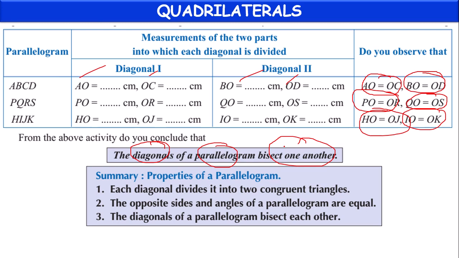The first diagonal will be divided into 2 equal parts. The second diagonal also will be divided into 2 equal parts. So this is called bisect. The 2 diagonals bisect each other.